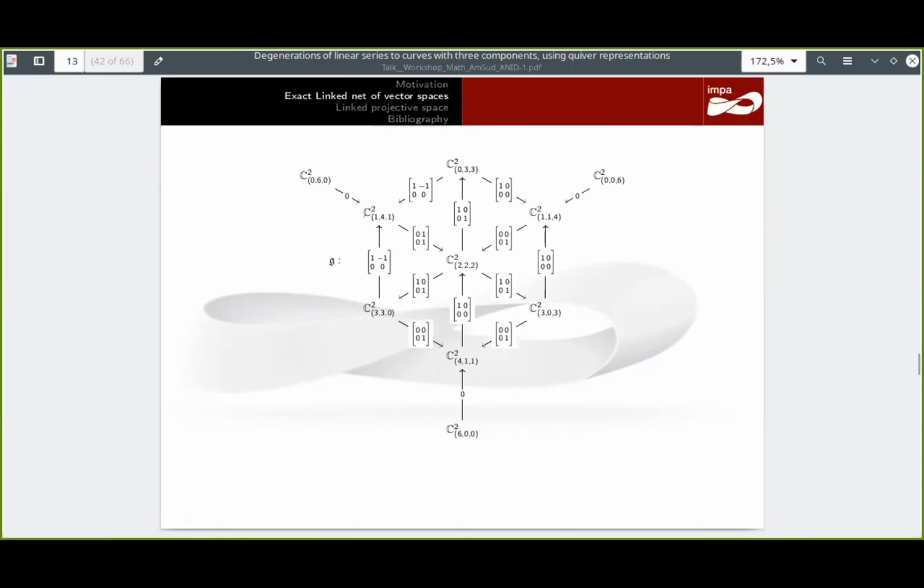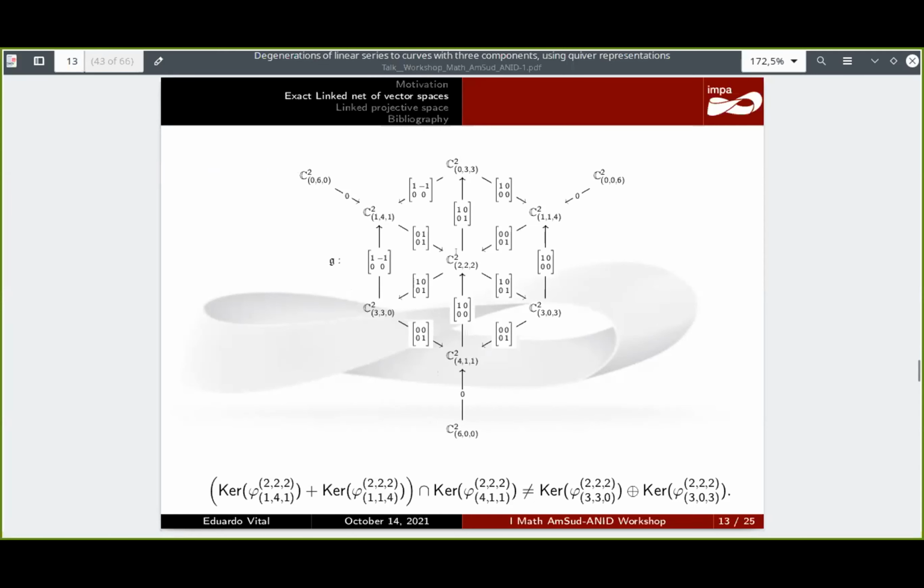Here again, the Z2 quiver is infinite, but we just draw the effective moot degrees. If you observe how the moot degrees are effective, and this is a verification, we observe that here, at this moot degree 222, the intersection property is not true. The right side is 0 and the left side is not. So in this linked net of vector spaces, the intersection property is not satisfied at this vertex 2, 2, 2, so it does not admit a simple base, right? Which gives a negative answer to the question of Bryan-Osman.